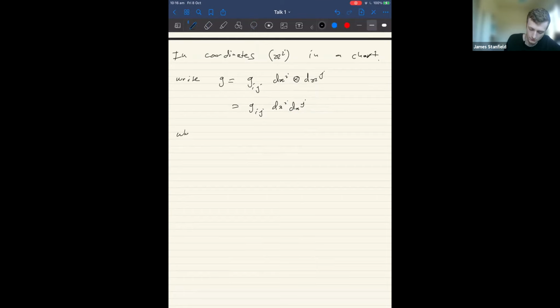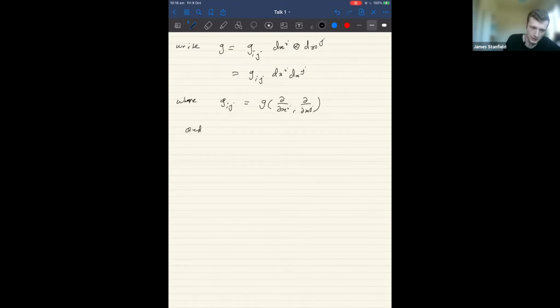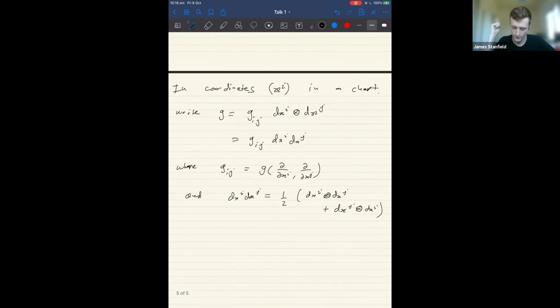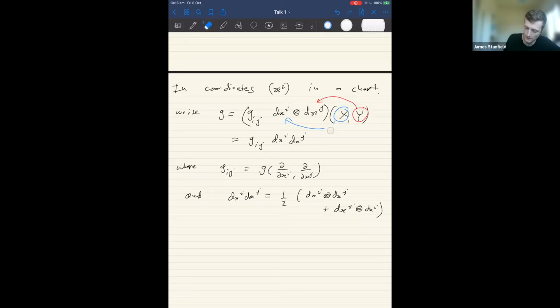Okay, and then, well, what are these quantities? Well, g_ij is just g acting on our basis elements. And dx^i dx^j is just the symmetrization of this tensor product. So, I mean, we want g to act on vector fields. So we kind of just let this act on two vector fields. And then the tensor product means that this is acted on by that one, and then this is acted on by that one. Okay.